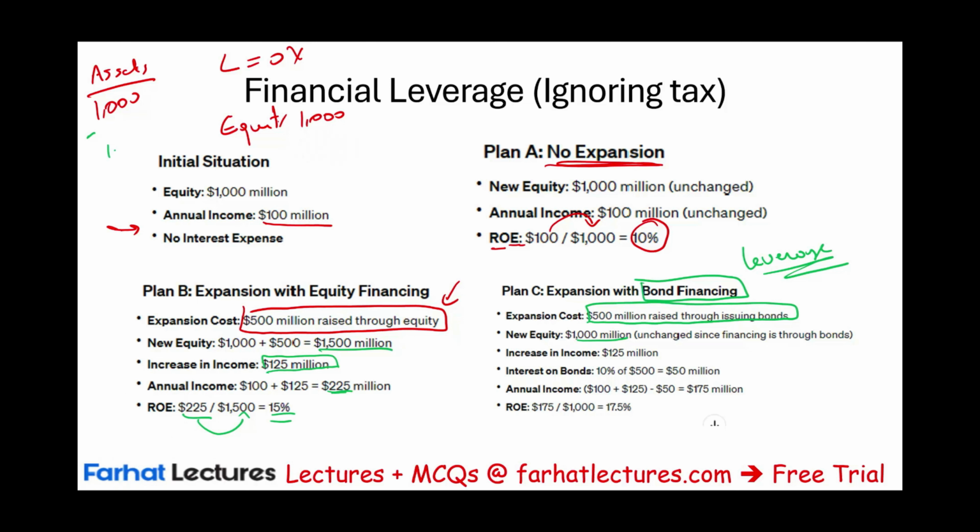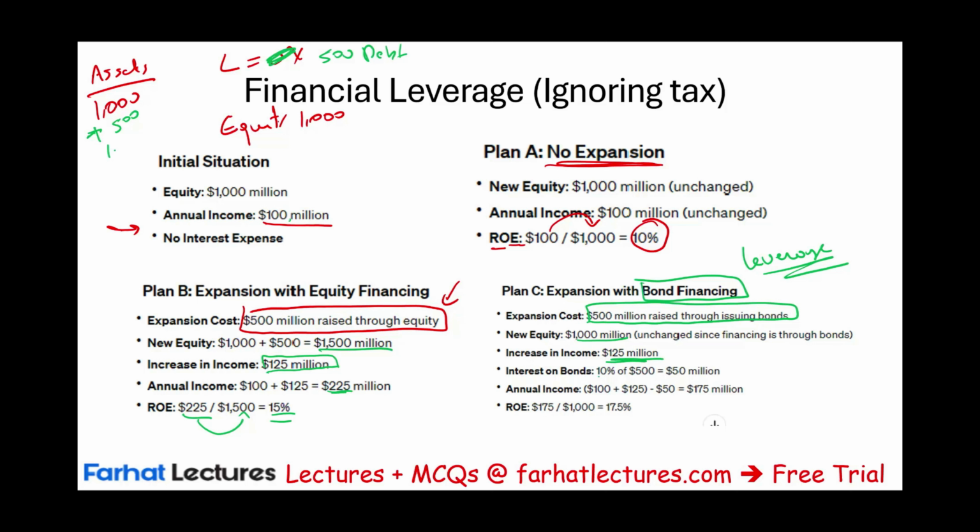So now we're going to, I should not have deleted this 500. So this 500 million will stay. Now we are getting the other 500 million from debt. So this is the debt. This is from liability. And income is expected to increase by 125 million.